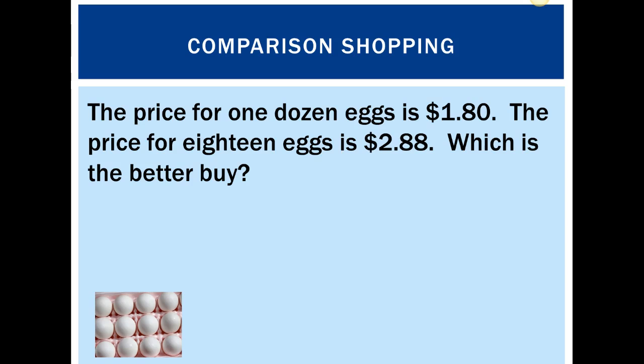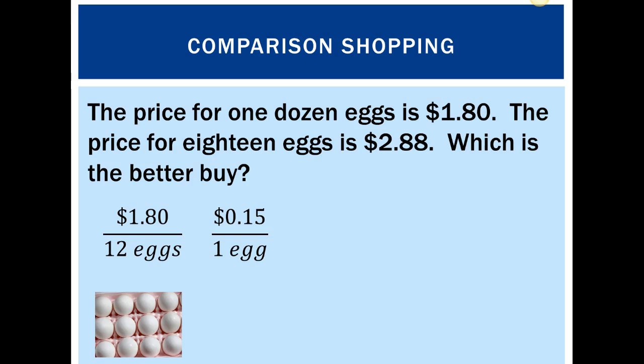Let's start with the package of eggs that costs $1.80 for 1 dozen. We start with the original ratio, putting the price over the number of eggs, and then we divide by 12. $1.80 divided by 12 gives us a result of 15 cents for each egg.